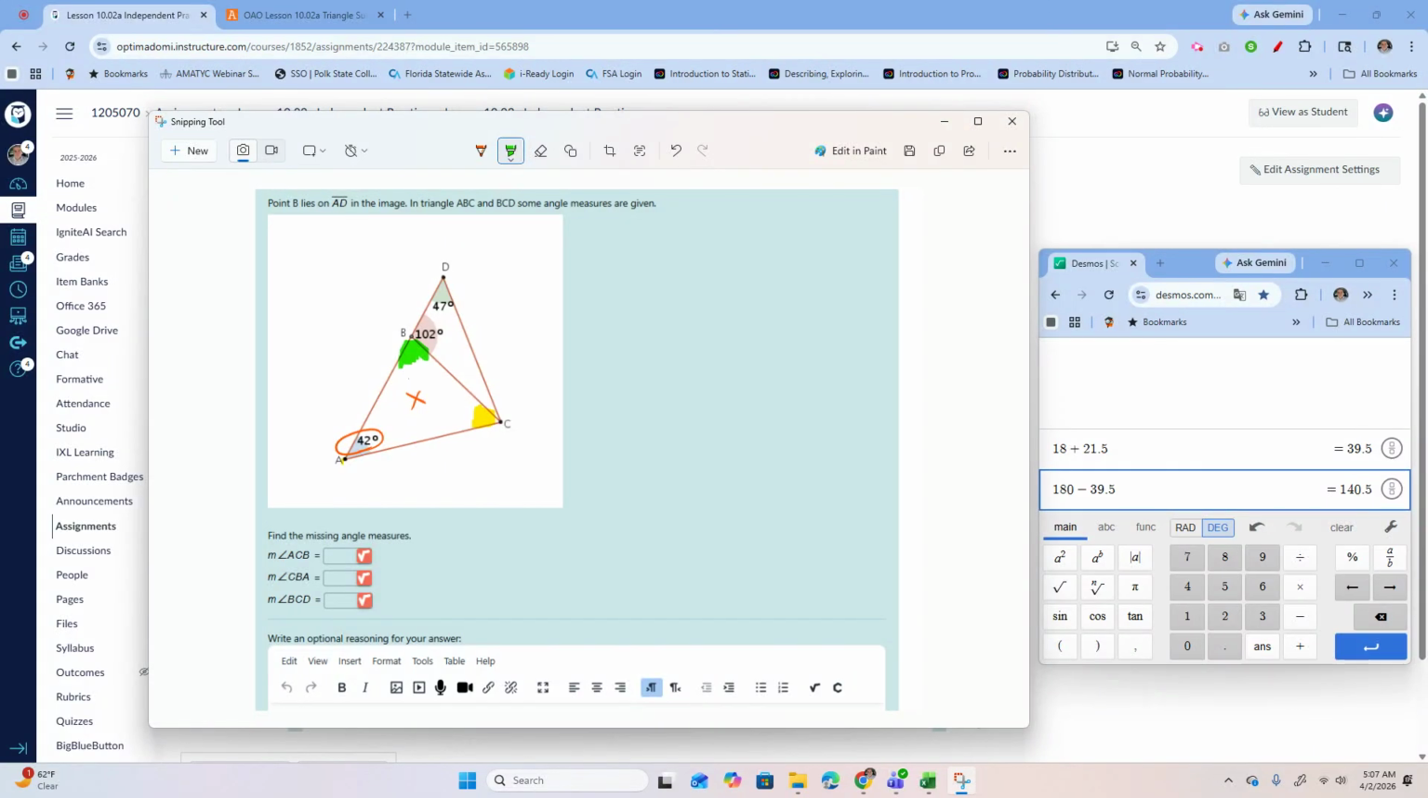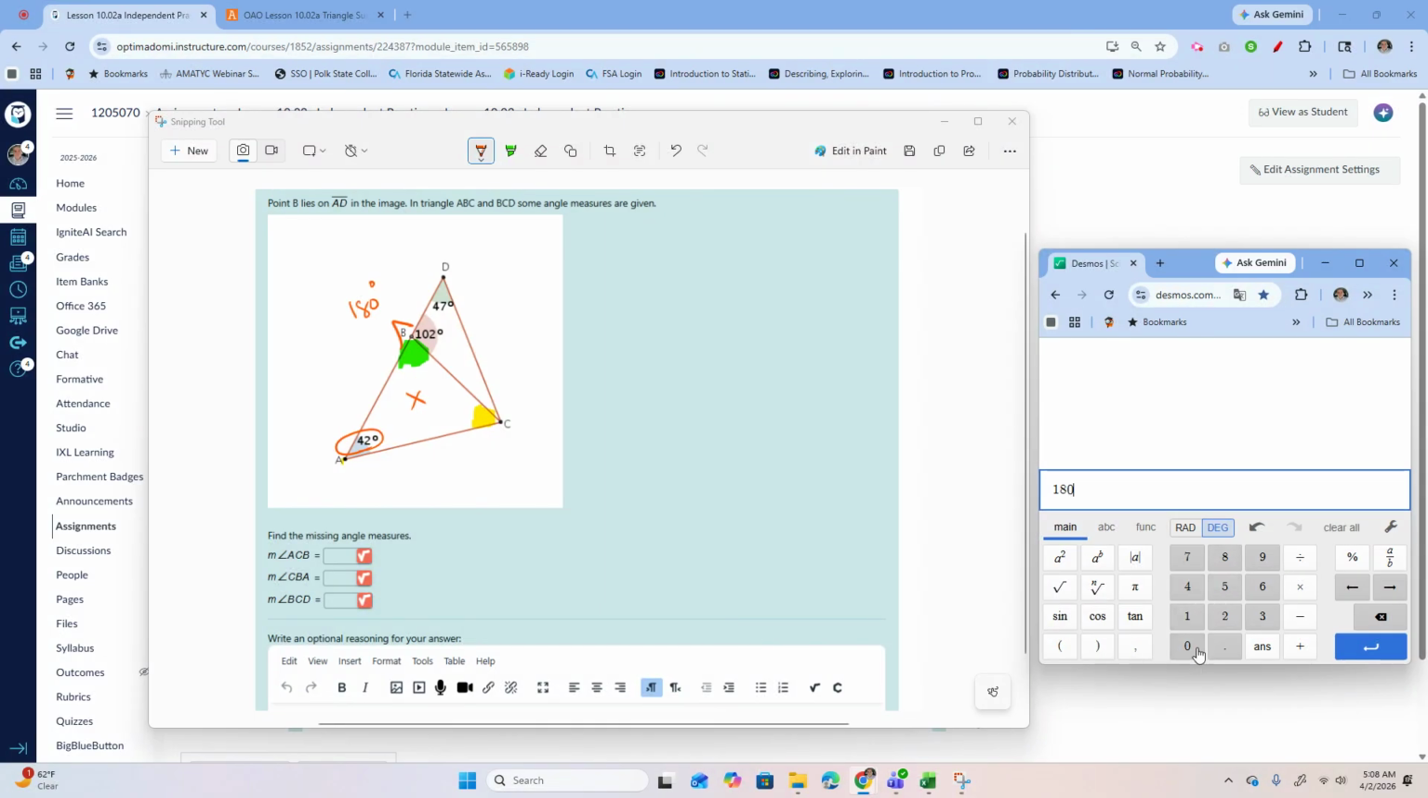Okay. Now to find this one here that I'm shading in green, if you notice, the angle in green is adjacent to 102 degrees. And those two angles together add up to 180 because those two angles are part of a supplementary angle. They are in a straight line. To find how much is the angle in green, I'm going to have to take 180 and subtract the 102 that I have. And you can see I got 78. So this here is going to be 78.